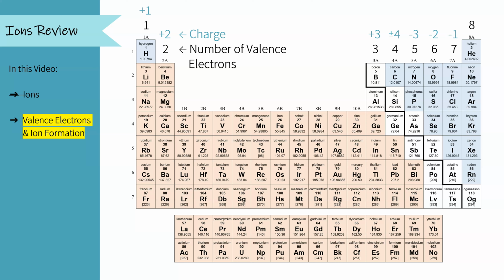When we get all the way over to the noble gases, so like neon, neon has 8 valence electrons. It already has a full valence shell, so it will neither steal nor give up any electrons. And this is the reason why noble gases are non-reactive, is because they already have this full valence shell.